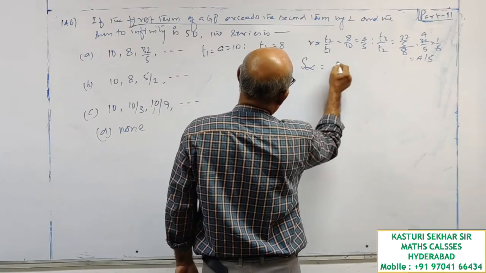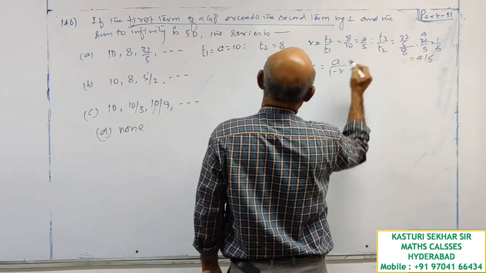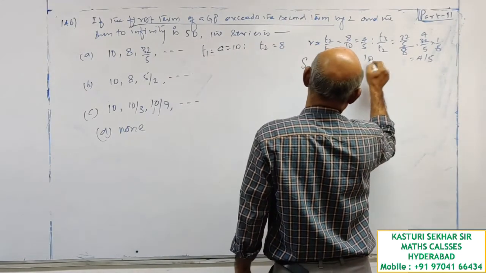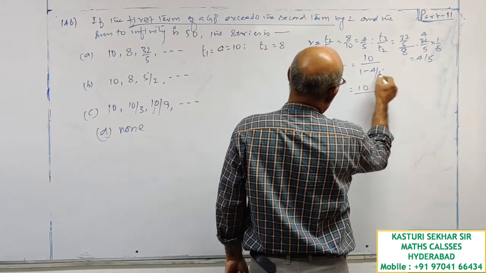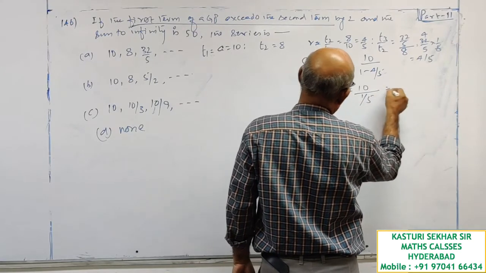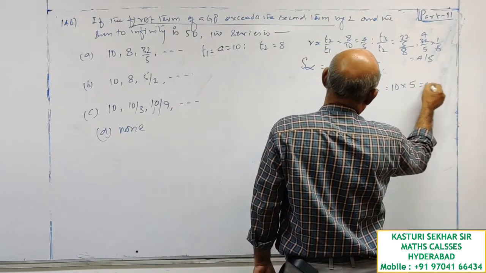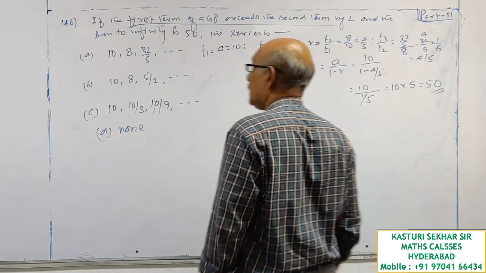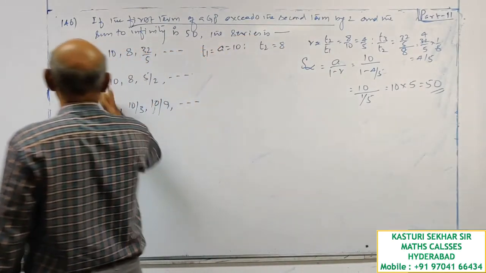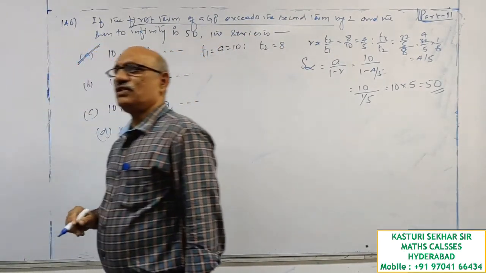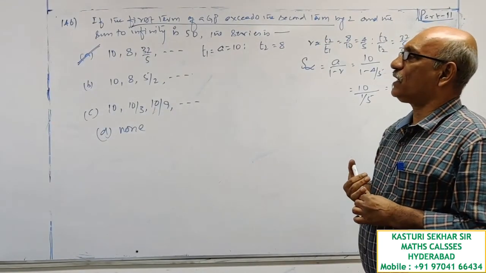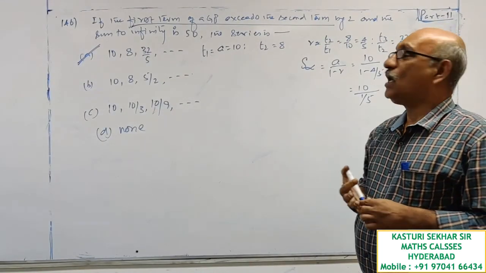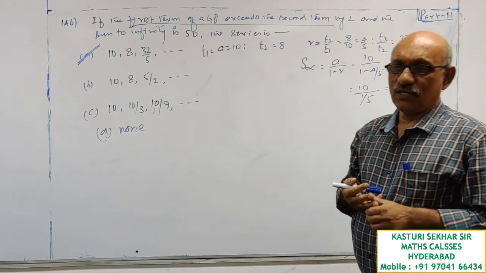S infinity is equal to A by 1 minus R. First term is 10, divided by 1 minus 4 by 5, that is 5 minus 4, 1 by 5. 50. Option A satisfied all the conditions which are given in the question. So option A is the answer to the given question.